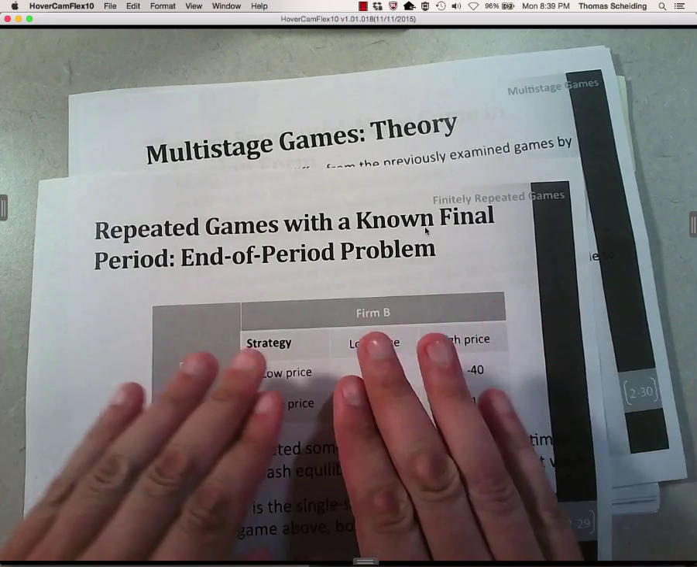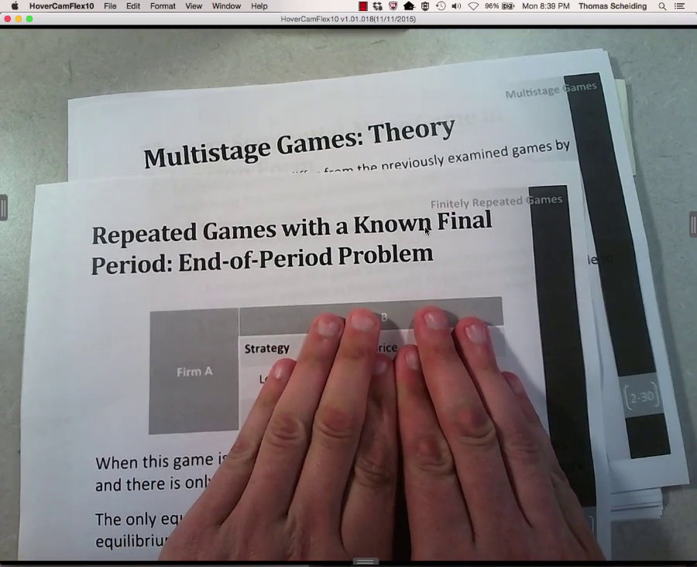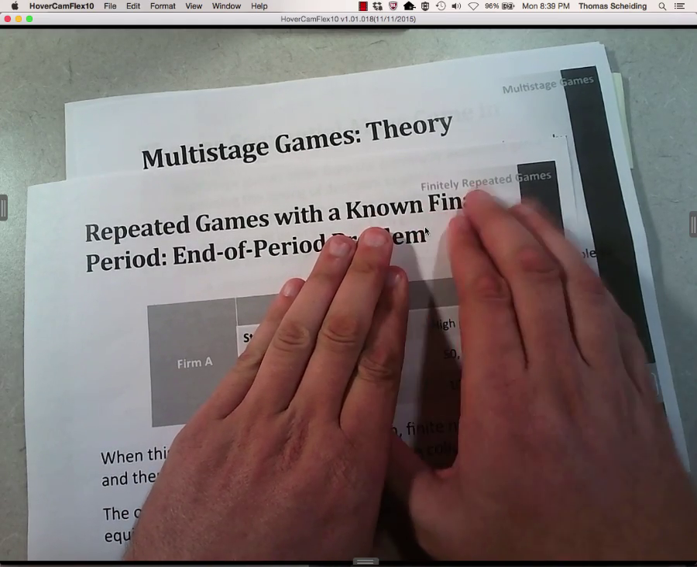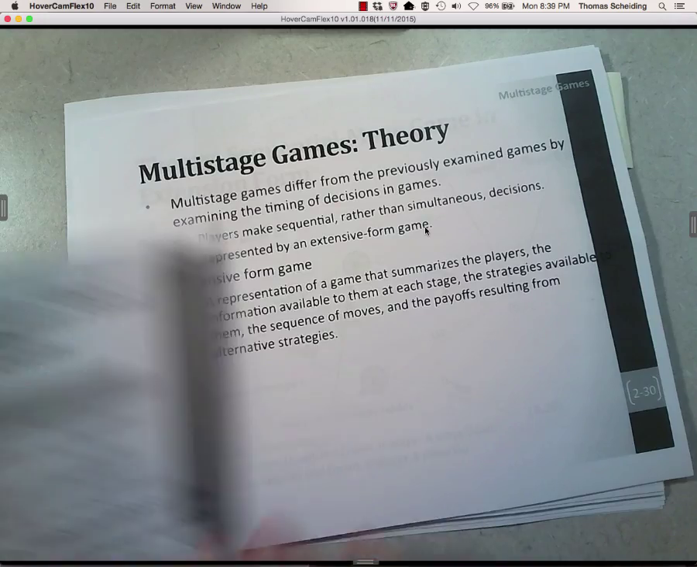So what we saw there was that for an unknown number of times we use trigger strategies, and for a known finite number of times we'll just use our Nash equilibrium.